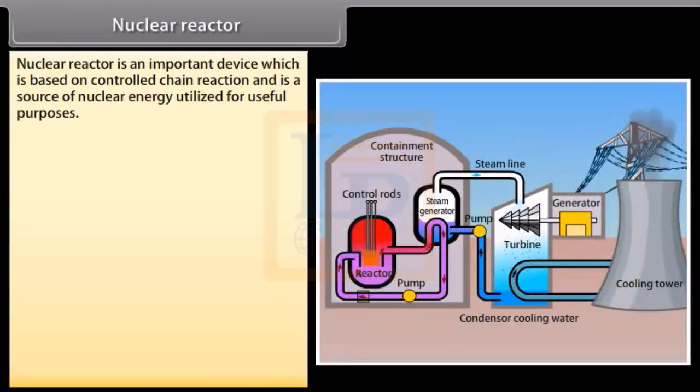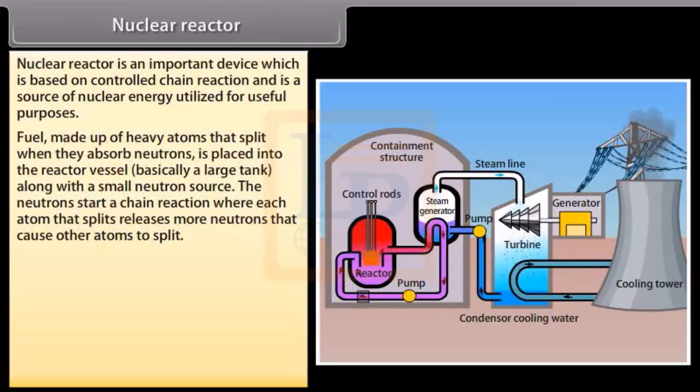Nuclear reactor. A nuclear reactor is an important device which is based on controlled chain reaction and is a source of nuclear energy utilized for useful purposes. Fuel made up of heavy atoms that split when they absorb neutrons is placed into the reactor vessel, basically a large tank, along with a small neutron source.